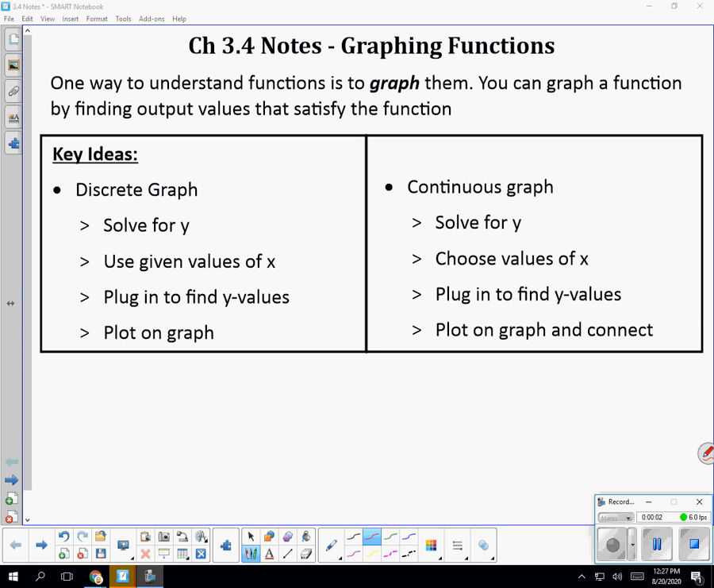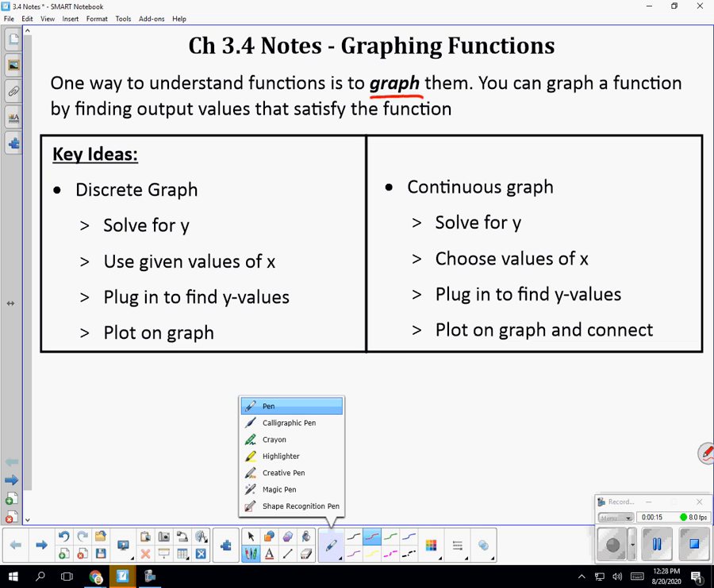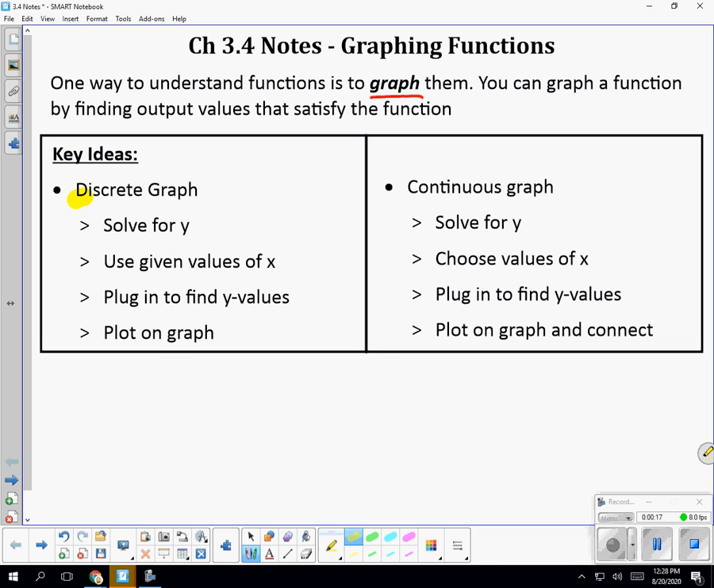Okay, Algebra 1. These are our Chapter 3.4 notes, graphing functions. One way to understand a function is to graph them. You can graph a function by finding output values that satisfy the functions. We're going to have two different types of graphs here. We're going to have discrete graphs and continuous graphs.